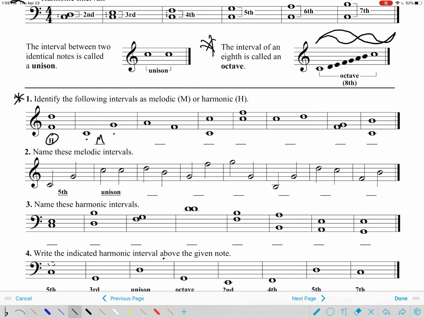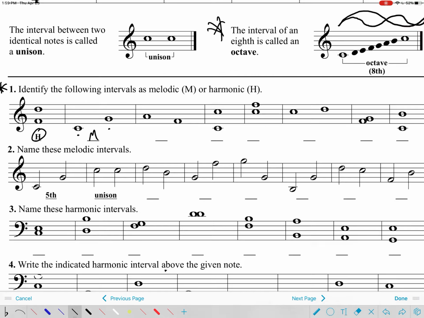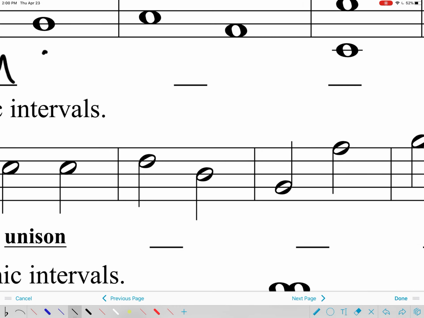Number 2, name these melodic intervals. So now we're going to measure the distance between these notes. You'll see that we've got a starting point, and then only one space or step in between, and then our ending point. So we've got 1, 2, 3. This is a third.